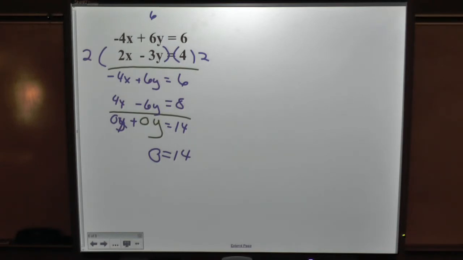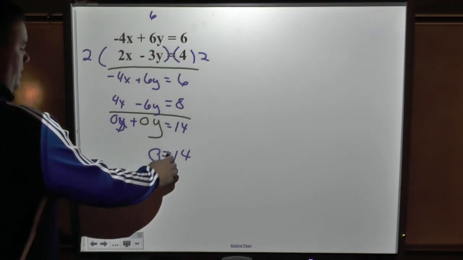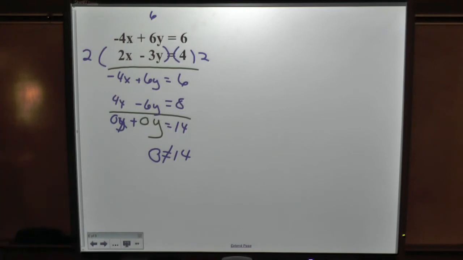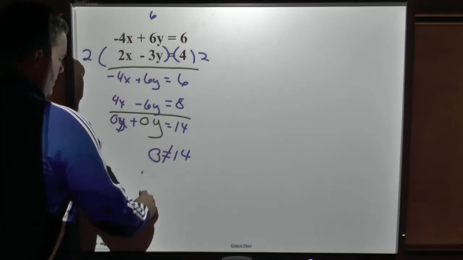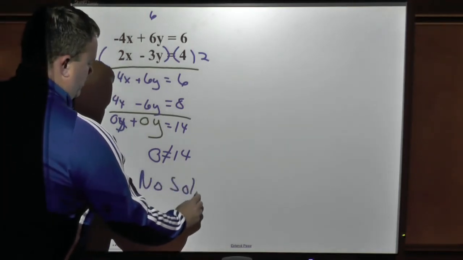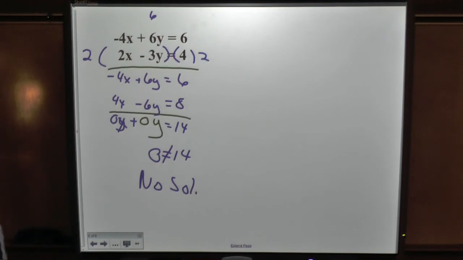The special case is we've eliminated a variable. There's no more variables left. And we ended up with now 0 equals 14? No. A false statement. We've talked about this before. If you eliminate your variable, you end up with a false statement. The answer is no solution. Now remember the reason why it is no solution. If you were to put both of these equations in slope-intercept form, you'd see that they have the same slope, but a different y-intercept, which means they are parallel.